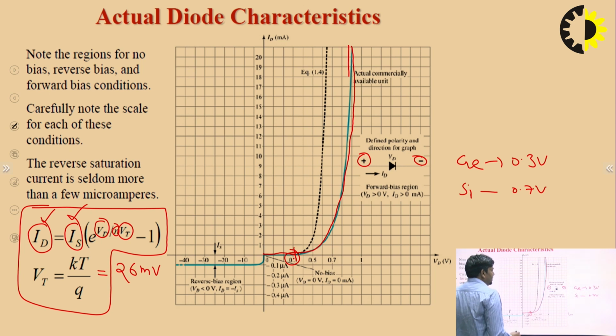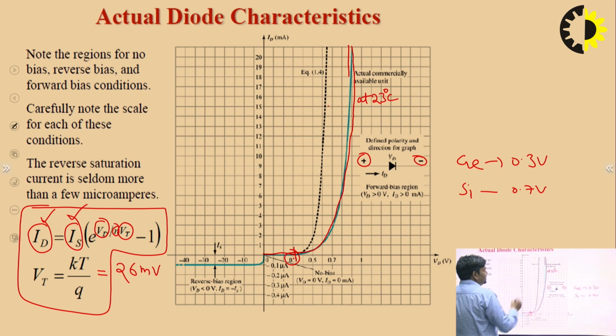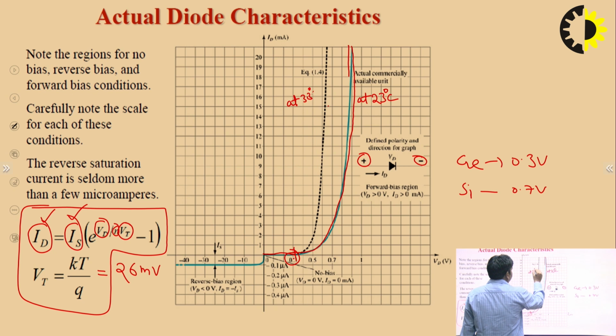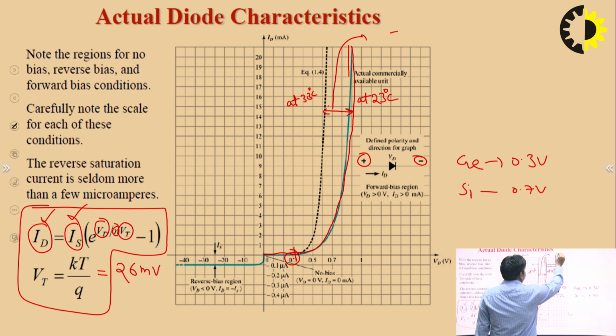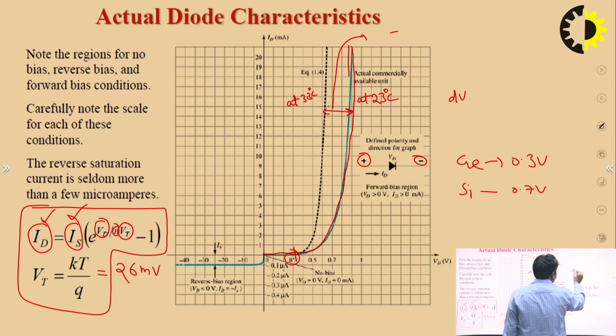If we increase the temperature, this graph is at 23 degrees centigrade. If we increase the temperature by 10 degrees centigrade, that means this one is 33 degrees centigrade. That means the cut-in voltage changes, dV by dT, the voltage changes by 2.5 millivolt per degree centigrade.